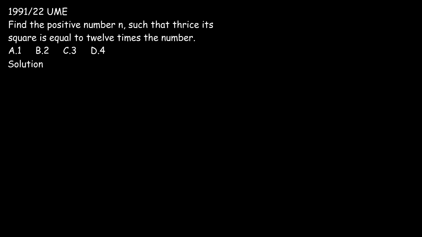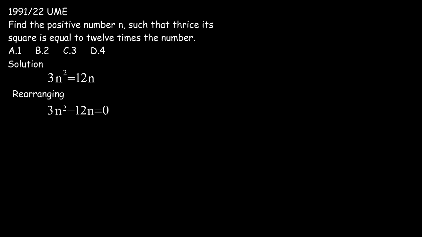We have another question from UME 1991, and it states: find the positive number n such that thrice its square is equal to 12 times the number. Now representing this mathematically, it is 3n squared is equal to 12n, and as you can see the highest power is 2, so it's a quadratic equation. So rearranging, it becomes 3n squared minus 12n is equal to 0.